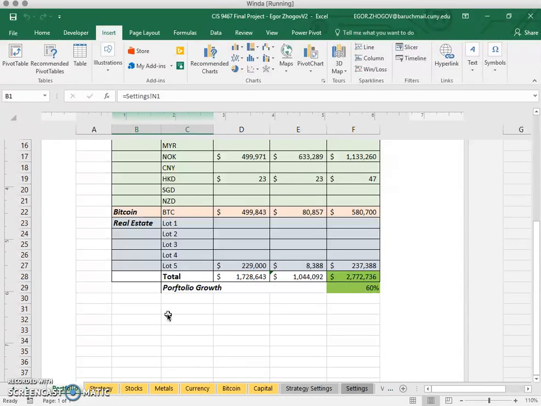Now we have talked about what this project can do. Now let's go into the details of how this entire thing works. Let's go to the next tab, which is Stocks.